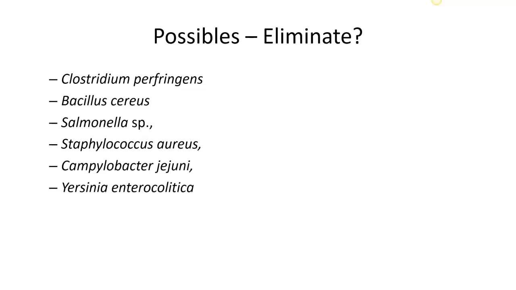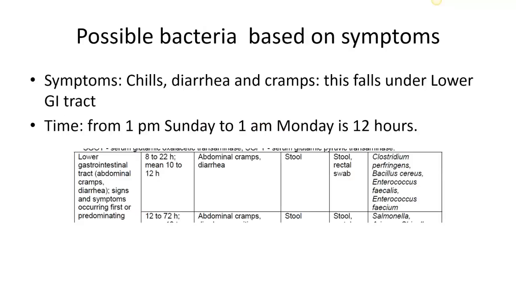The next thing we want to do is think about which of these can we eliminate. We can drop out Salmonella. Why? Because it's gram-negative. We can drop out Staph aureus because it's not a bacillus. Remember, we said it was gram-positive spore-forming bacillus. We can drop out Yersinia enterocolitica because it's gram-negative. And that kind of leaves us with 3. I'm not real sure what Campylobacter jejuni is, but the other 2 are spore-forming bacilli. That much I do know.